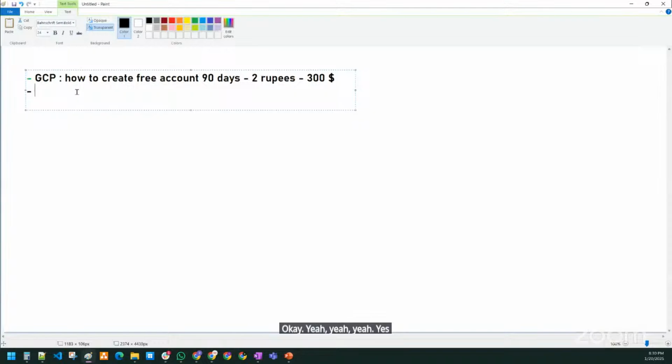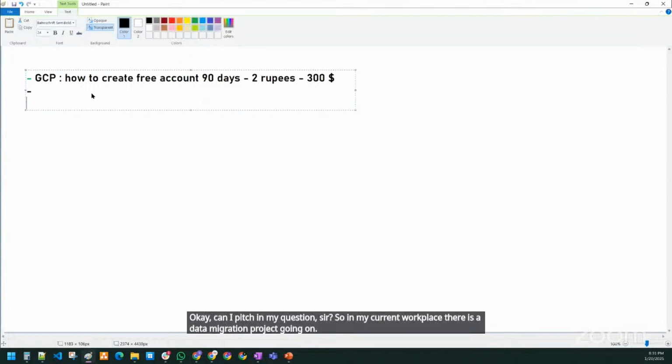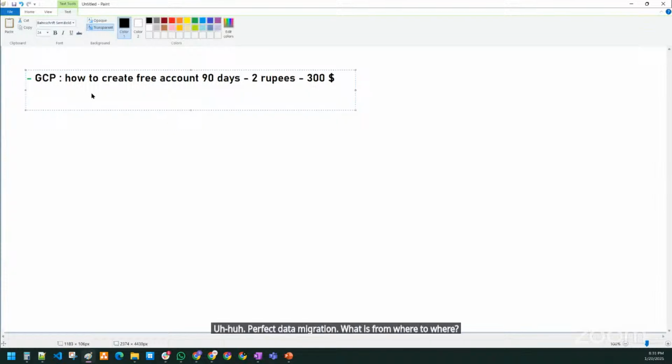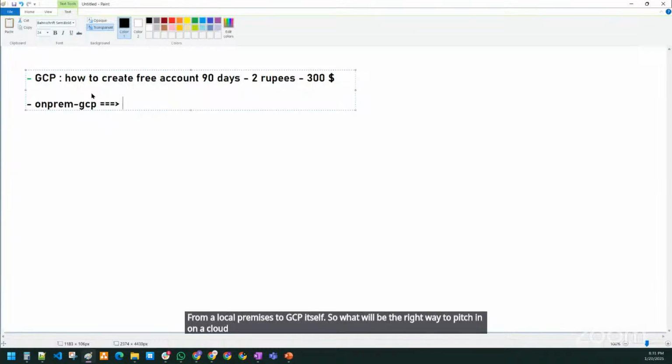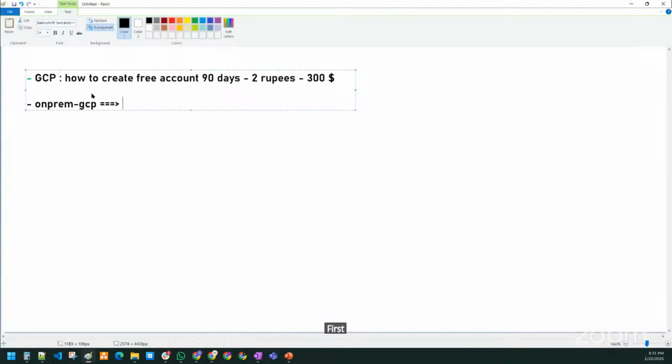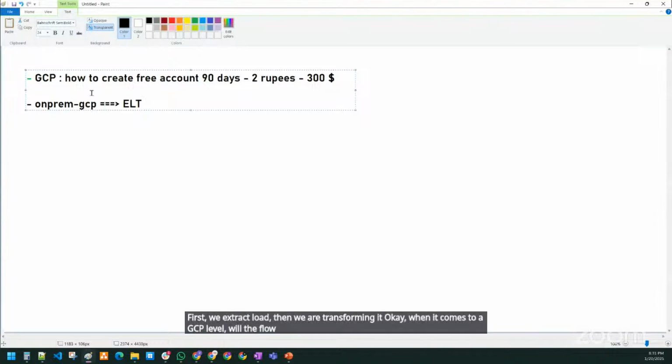Can I pitch in my question? Yes, please. In my current workplace, there is a data migration project going on, from on-premises to GCP. What will be the right way to pitch in at the cloud architecture level? In our project, it is an ELT process. First we extract and load, then we transform. When it comes to the GCP level, will the flow be the same, or can we interchange?